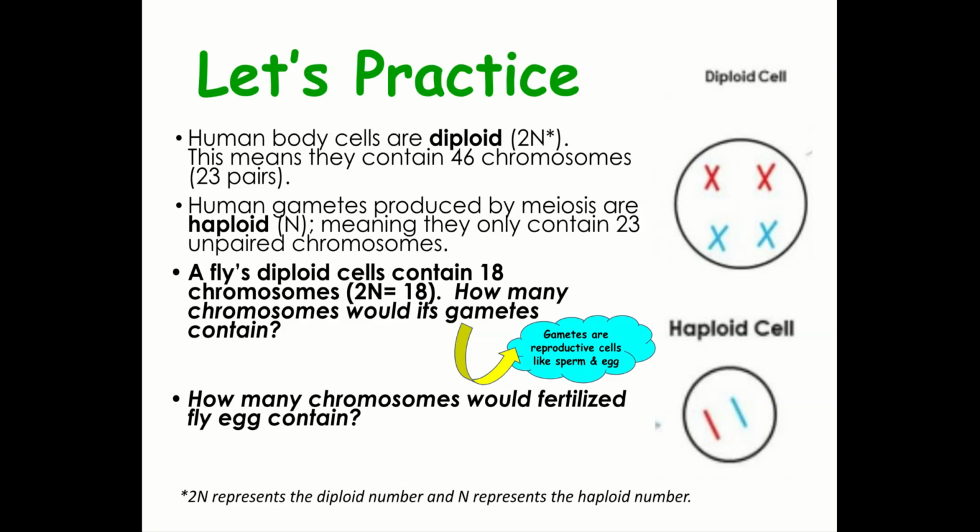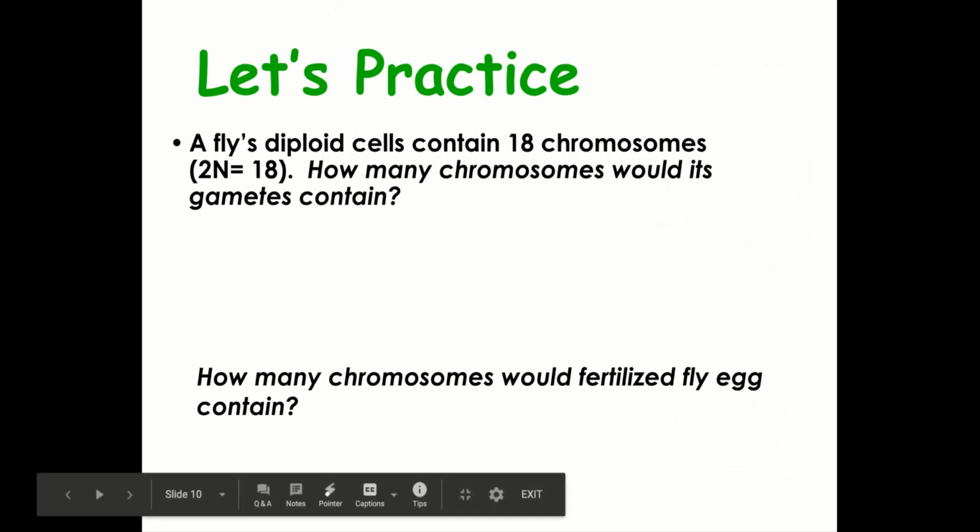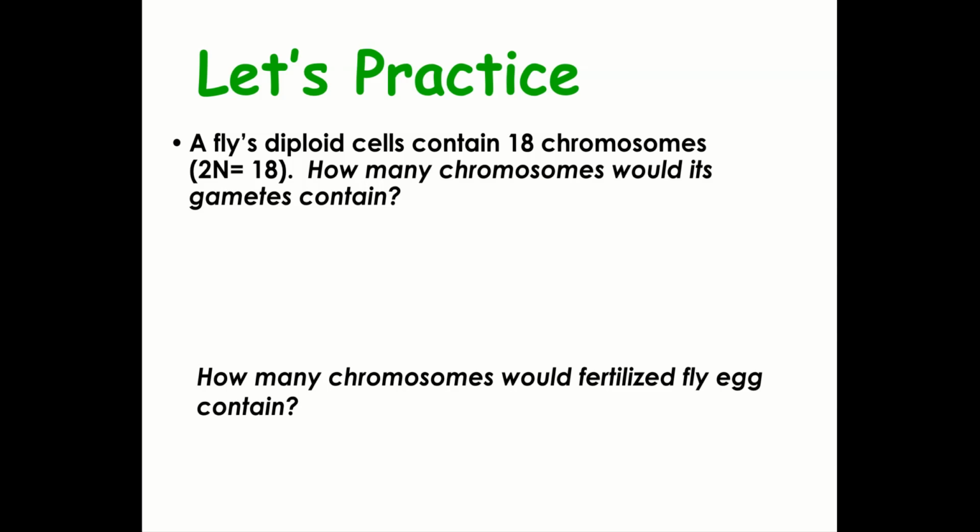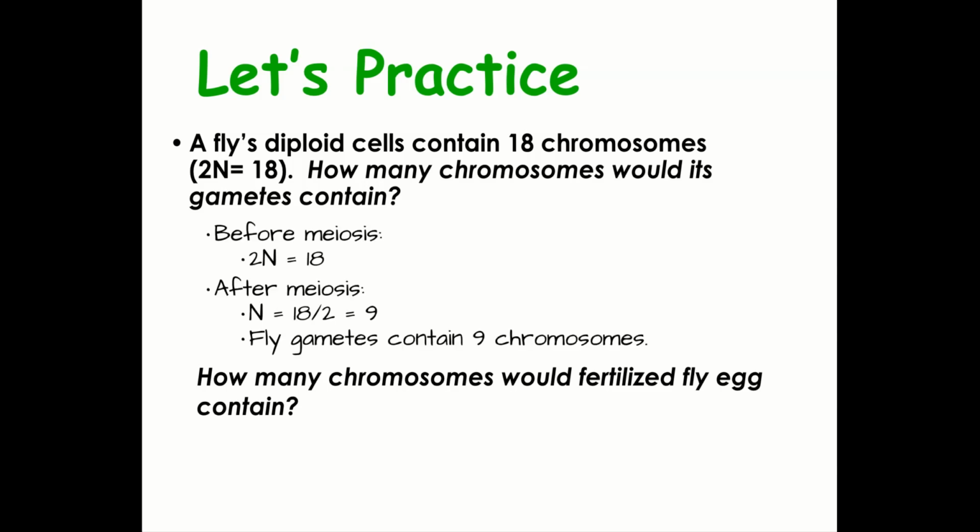A fly's diploid cells contain 18 chromosomes. How many chromosomes would its gametes contain? Again, we're talking about meiosis, and gametes are sperm and egg. So let's take a look at how we figure this out. Remember that diploid means the full amount of chromosomes. If the diploid number is 18, you have to remember that meiosis creates haploid cells with half the number of chromosomes. Then how many chromosomes would the gametes have? It's going to be half of 18, which is 9.